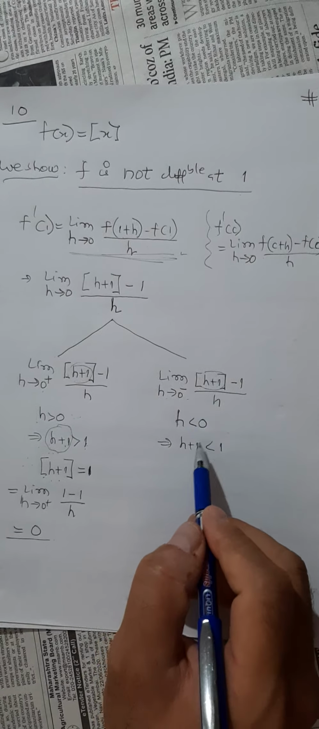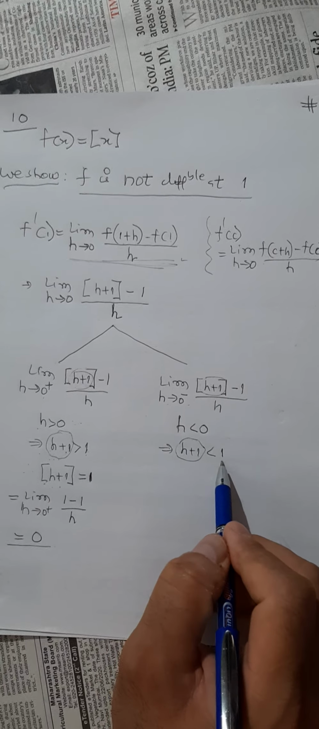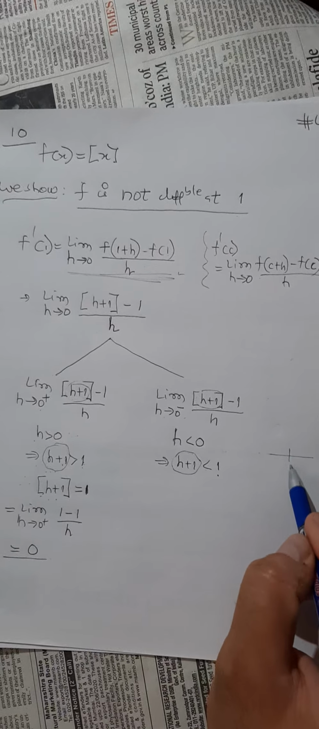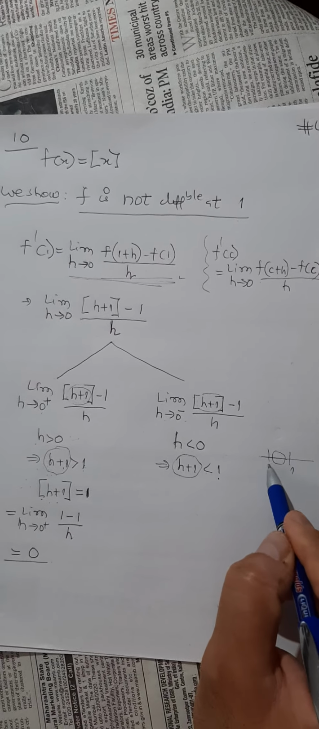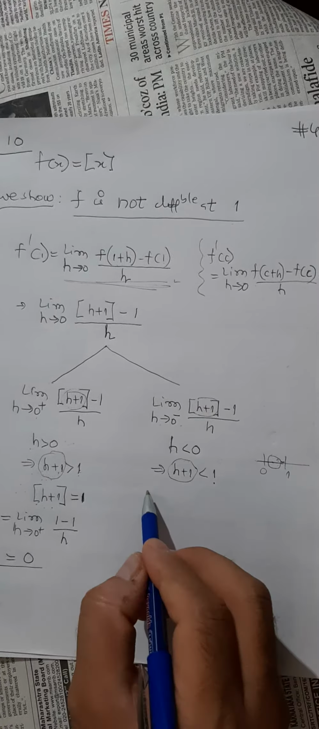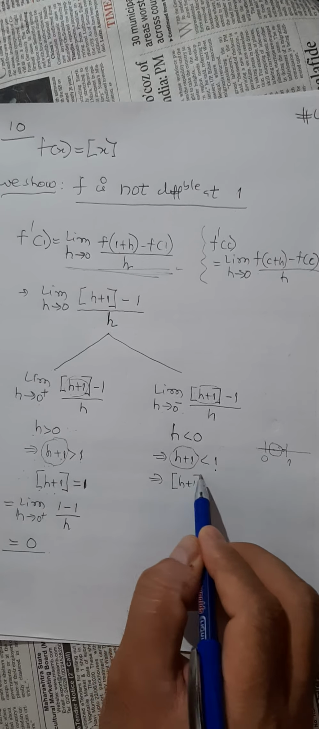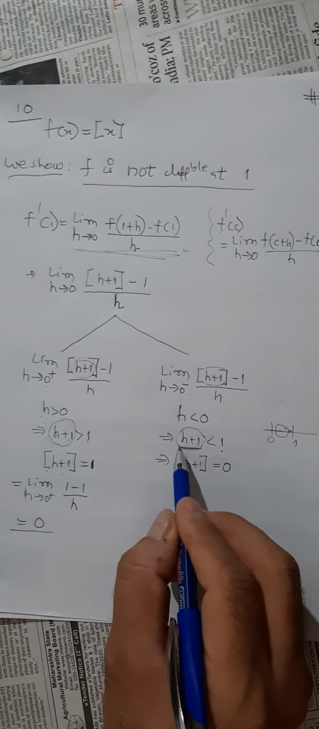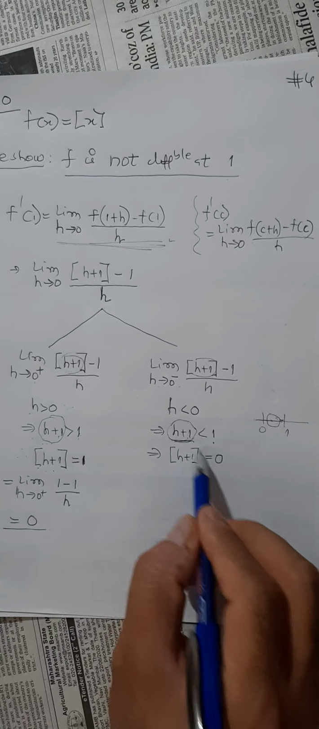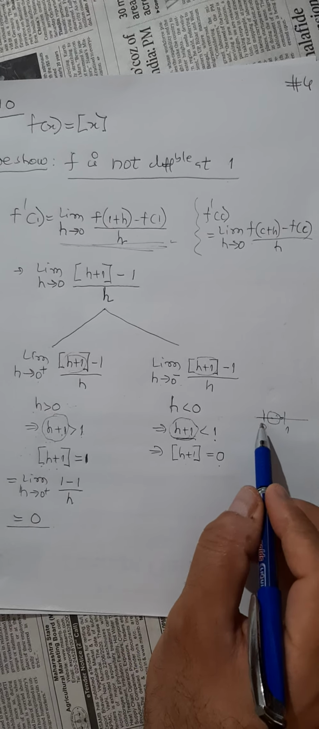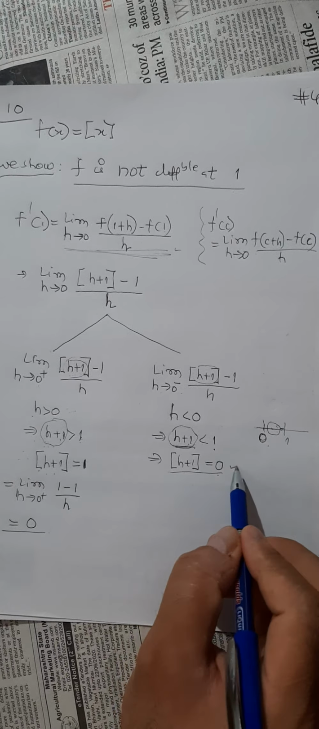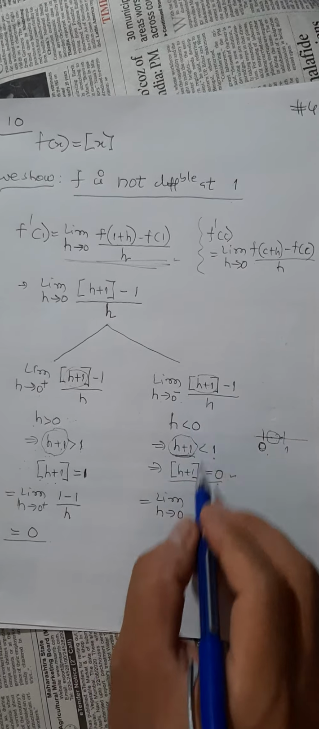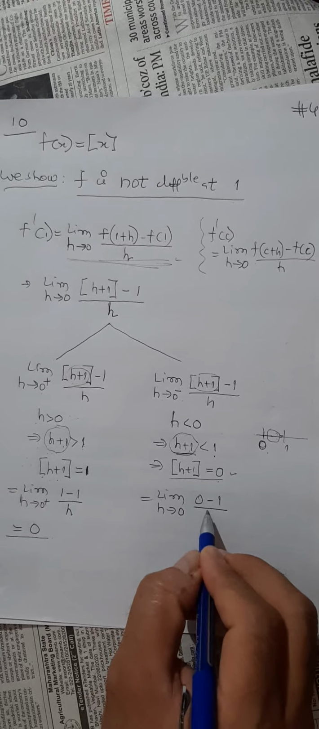You need this much. Now here h plus 1 is less than 1. Less than 1 means 0.8, 0.9. Here this is 1, this value. Here you're 0, this value. So what's the box of this? If I imagine 0.9 here, what's the box of 0.9? 0. If I imagine 0.8, what's the box of 0.8? 0. Less than 1 means the first integer from the left side, which is 0. So here limit h tends to 0, 0 minus 1 upon h.